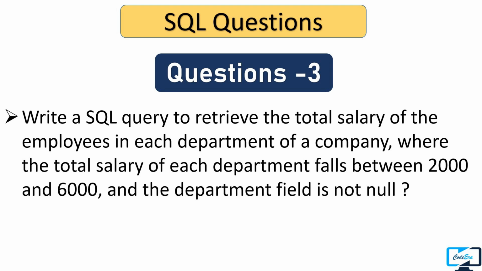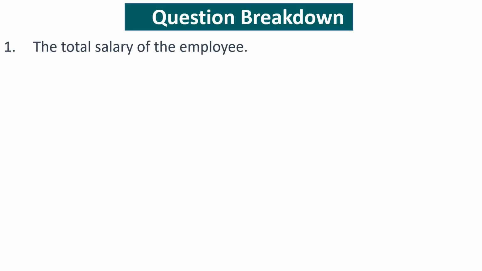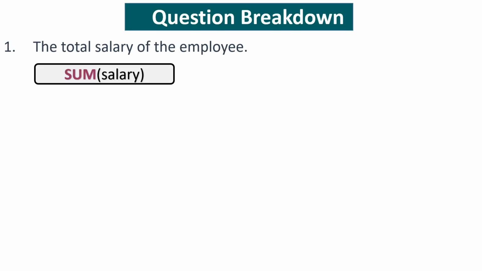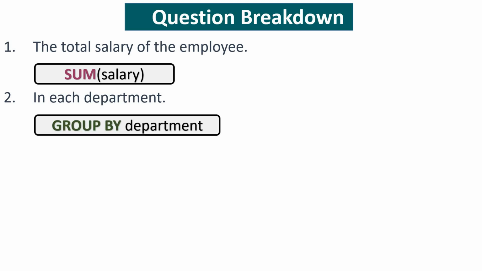So our question is, write a SQL query to retrieve the total number of the employees in each department of a company where the total salary of each department falls between 2,000 and 6,000 and the department field is not null. So guys, let's break down this question into the simple steps. So our first step is to find the total salary of the employee. So we will use the sum aggregate function on salary column. And we have to find this total salary in each department. So we will use group by clause on department column.